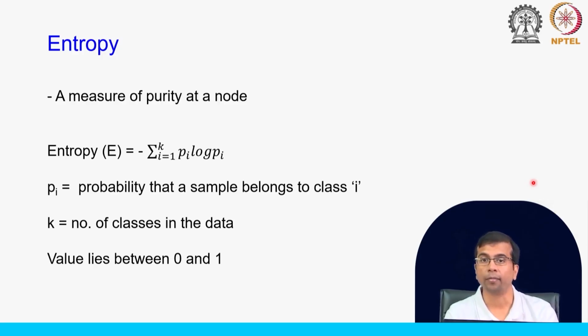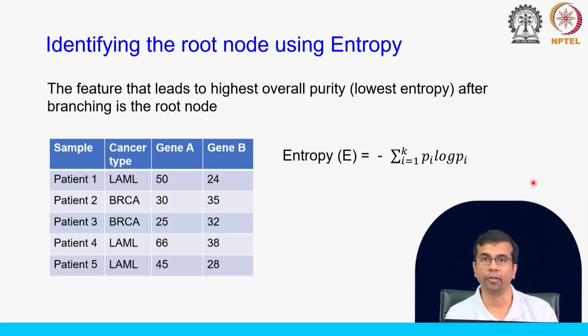Like gene impurity, which lies between 0 and 0.5, here the value lies between 0 and 1. Again, a value of 0 means you have the highest purity, and a value of 1 means the lowest purity. So, that is very similar in terms of property to gene impurity. How do you use this to identify the root node? Again, we take the same example and see whether we come up with the same results. The criteria is that the feature that leads to the highest overall purity and lowest entropy after branching is the root node. Very similar criteria as gene impurity. The calculation is slightly different, but apart from that the criteria are all the same.